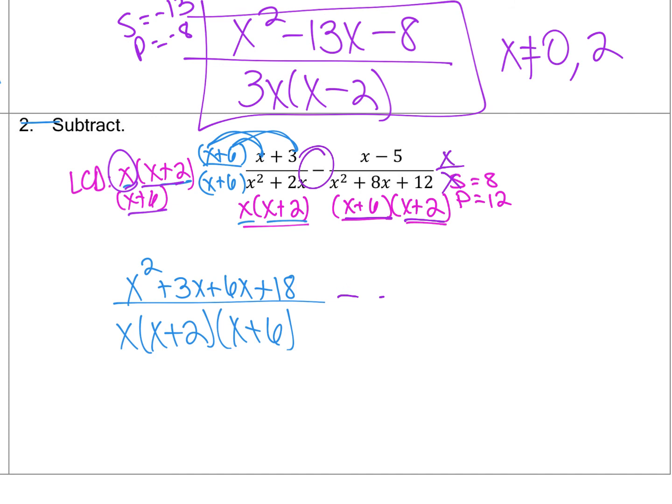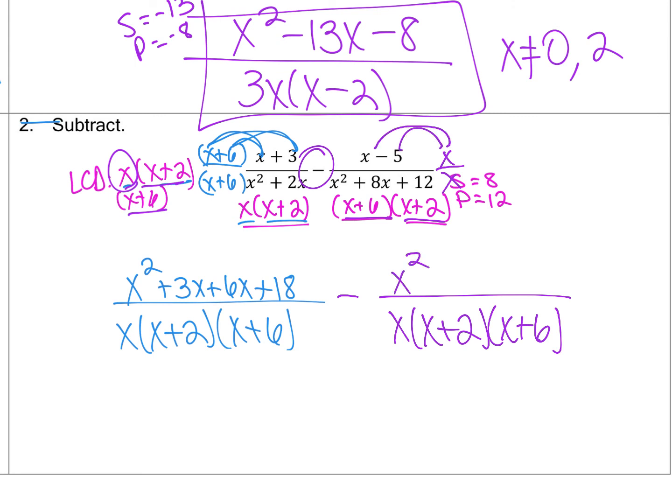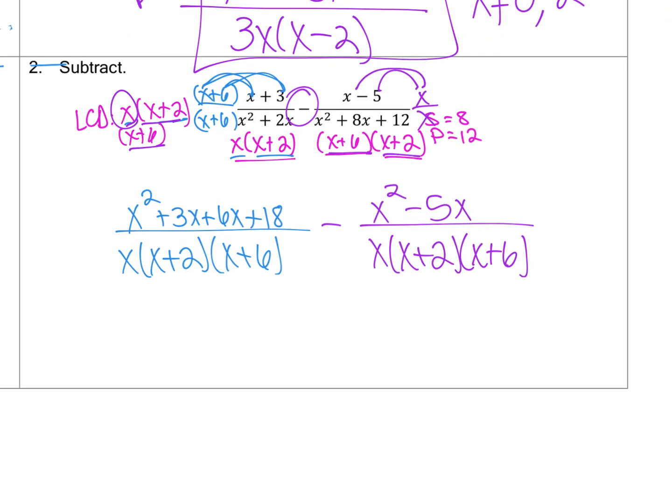Bring down your subtraction sign. Okay, so I need to go ahead and distribute this. That becomes x squared, and that becomes minus 5x. Okay, so this is the part where I was talking about a common mistake. This subtraction sign here needs to be distributed to both of these. So that becomes negative x squared and then plus 5x.